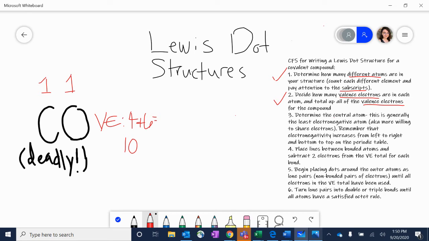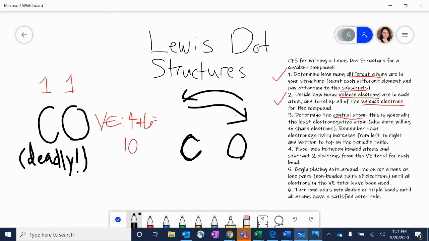Then we need to determine the central atom. Well, in this case, we don't actually. We only have 2 atoms, so we can either write our structure OC or CO, and it really won't make a difference. They're just going to be opposite structures, right? If we flipped them around, it would be the same molecule. So in this case, this just isn't a concern of ours. We'll just set it up CO right next to each other. So this part is done.